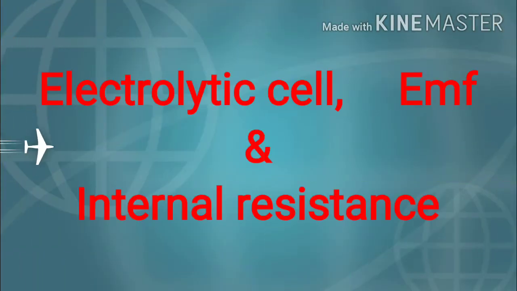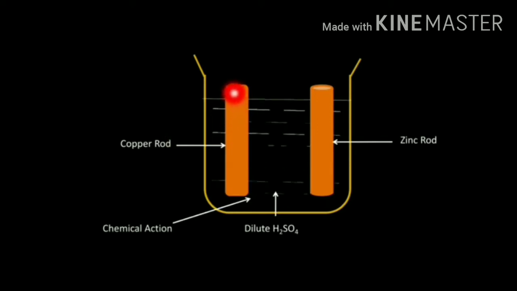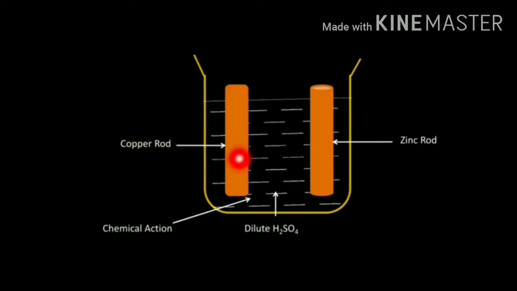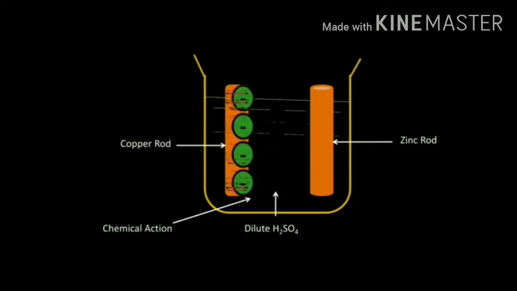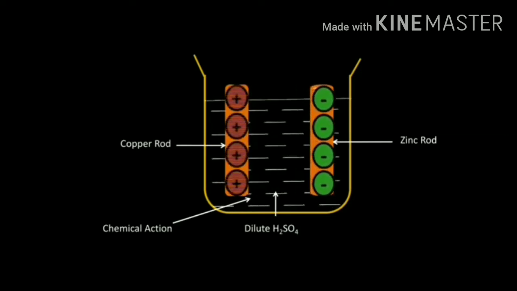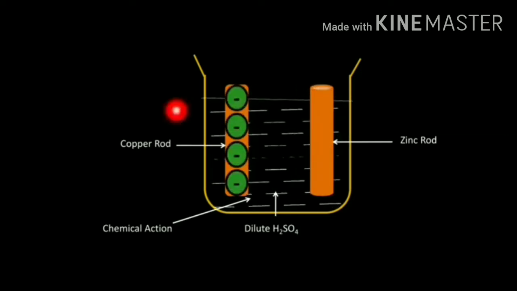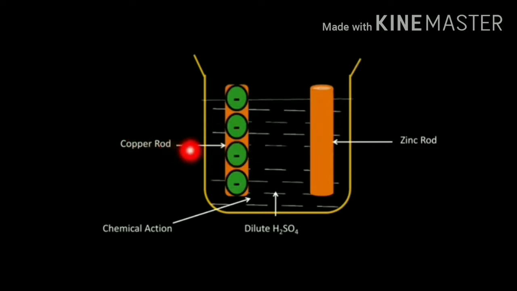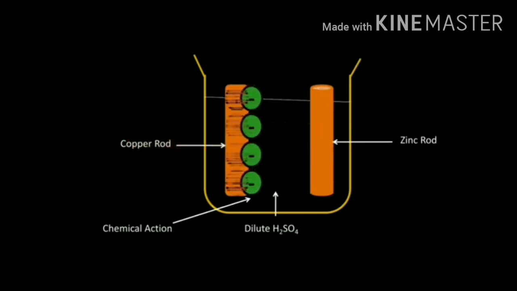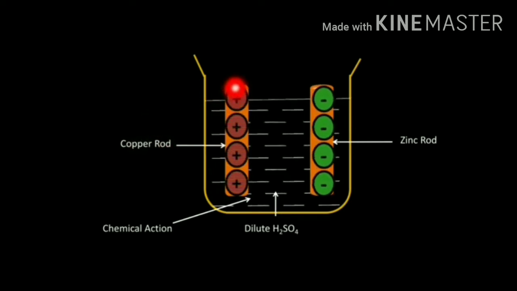Today we are going to study electrolytic cell, EMF and internal resistance of a cell. Consider an electrolytic cell which consists of copper rod and zinc rod which act as electrodes dipped inside an electrolytic solution. Here sulfuric acid acts as the electrolytic solution. Due to chemical action, electrons move from copper rod to zinc rod. As a result, copper rod gets positive potential and zinc rod gets a negative potential.